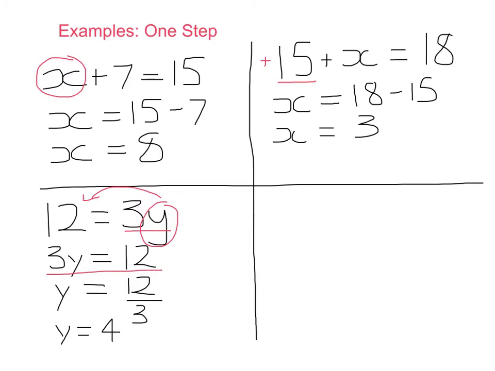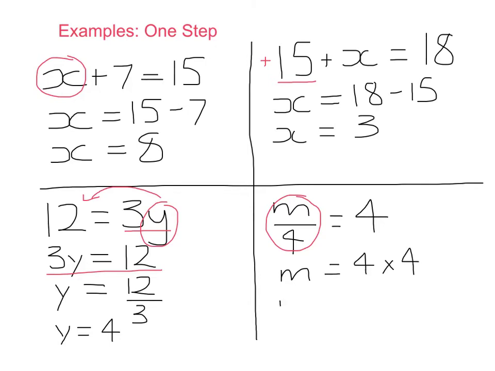Okay, let's try another tricky one. We've got one that's a little bit more tricky: m on 4 equals 4. When we see something that looks like that, what that's saying is m divided by 4. What's the inverse of division? Multiplication. So m equals 4 multiplied by 4. 4 times 4, 16. Pretty straightforward.